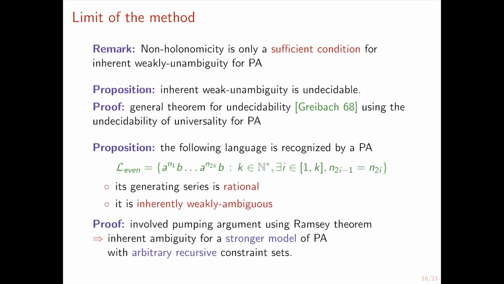It turns out that inherently weakly ambiguous languages can have very simple series. In the paper, we give an example of an inherently weakly ambiguous language whose series is rational. This language, called L11, consists of sequences of pairs of blocks of A's separated by a B, such that at some point the two blocks in a pair have the same size. The generating series of L11 is rational, but we showed using quite involved pumping techniques that this language is inherently weakly ambiguous. In fact, our proof shows that this language is inherently ambiguous even if the Parikh automaton allows any recursive constraint set instead of just a semilinear set.